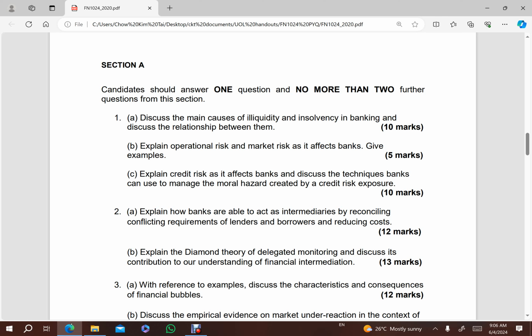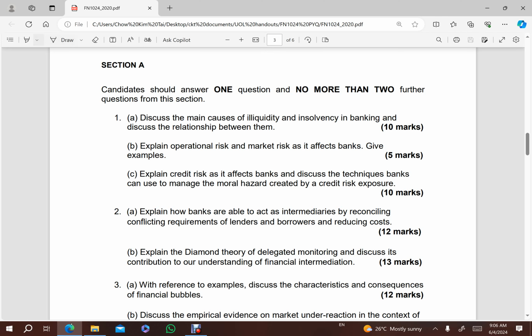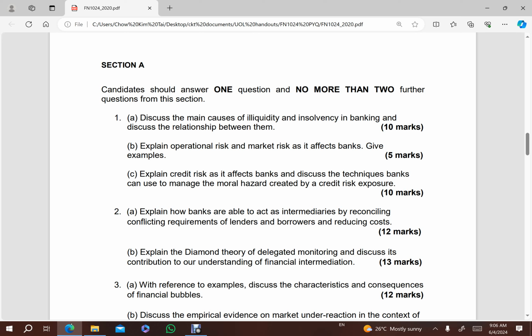Now, 2 points mentioned, liquidity and insolvency. And what's the relationship between them? Okay, now, illiquidity, liquid means cash. Illiquidity means the bank runs out of cash. Insolvent means you are bankrupt. You are a bankrupt company, that's insolvent. So illiquidity and insolvency, they are not the same.